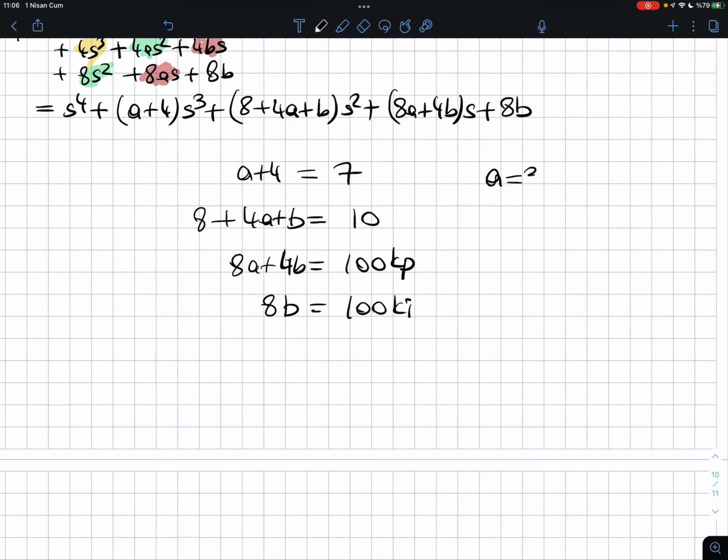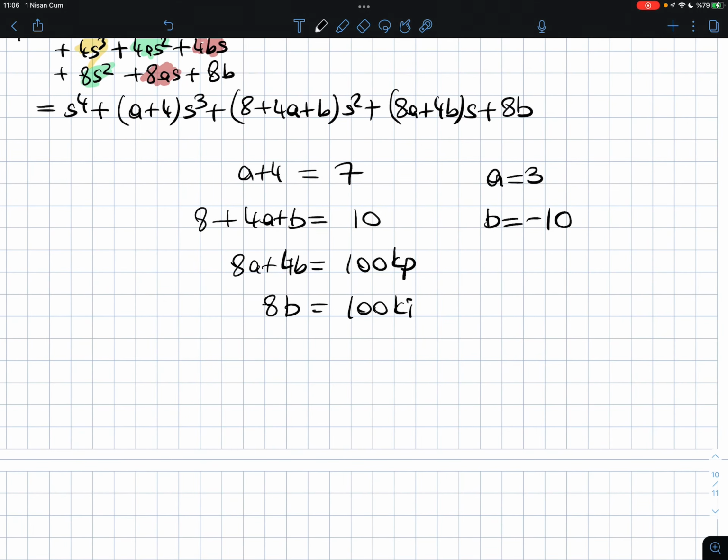Now from here, I can see that A is equal to 3. If A is equal to 3, this becomes 20 plus B equals 10. And from here, I can see that B equals minus 10. Let me write it down. B equals minus 10. Now, at this point, I can stop because I have negative 10 here.